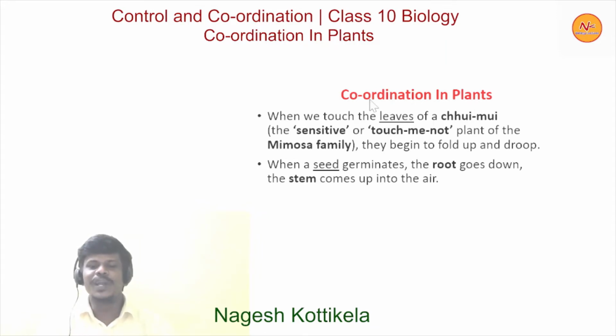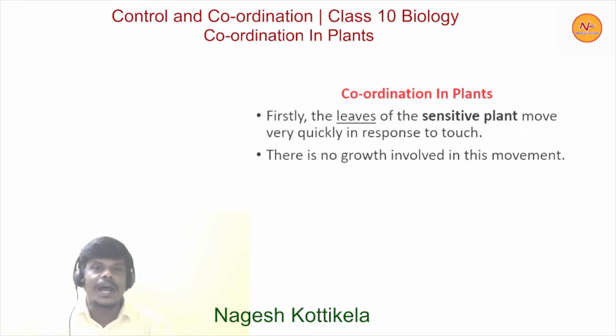Here, when we touch the leaves of a touch-me-not plant, the leaves begin to fold up and droop. This is one example. Another example: when a seed germinates, the root goes down and the stem comes up into the air. Okay, now let's discuss what happens in both these conditions.